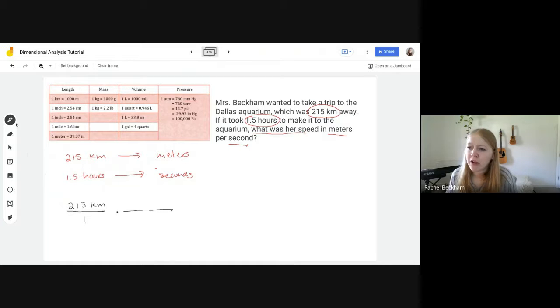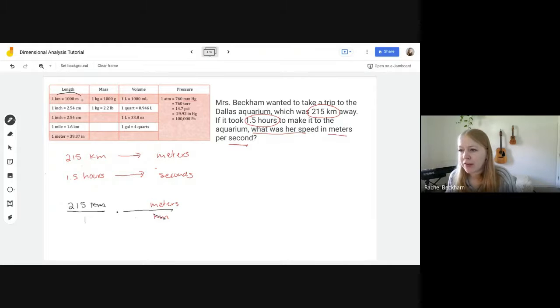And then I'm going to put the unit I want to get to on top. I want to get to meters. And I'm going to put the unit I want to cancel out on bottom. I want kilometers to cancel out because you can see that I have kilometers on top here. So I've inputted that, and now I need to find the relationship.